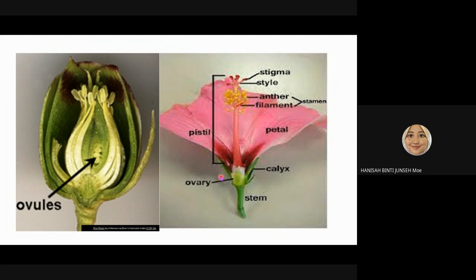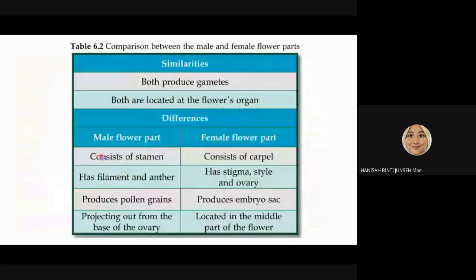Okay, as we zoom in on this ovary, actually you can see there's an ovule. One is in English, okay, this is singular and plural. One we call an ovule, but when there are many we call them ovules. There's a tiny round shape here, that is an ovule.